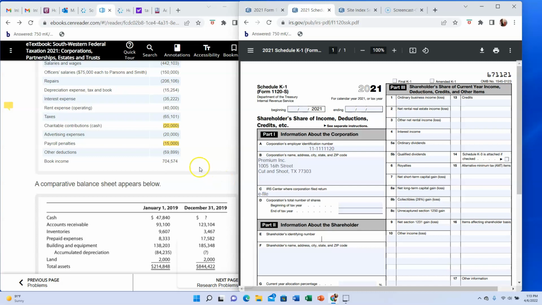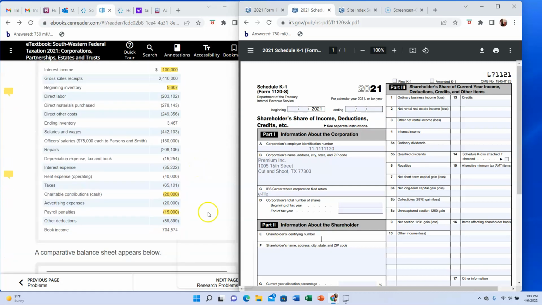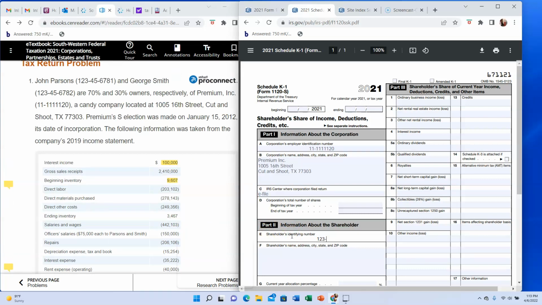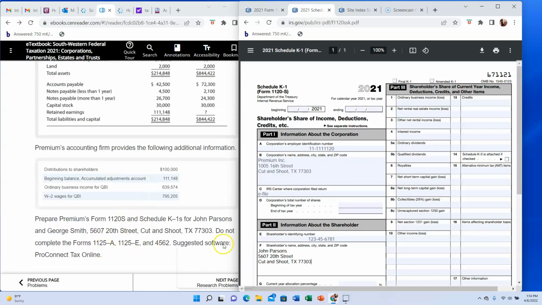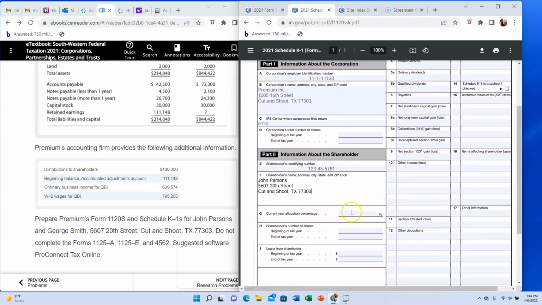All right, so then we're doing the first guy, John Parsons. So he is 1, 2, 3, 4, 5, 6, 7, 8, 1. John Parsons, 5607 20th Street, Cut and Shoot, Texas 77303. I have to go check that. Here are their addresses down here. Current year allocation, he gets 70%.